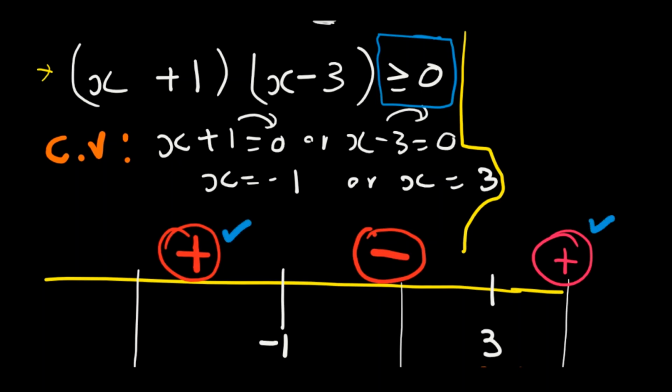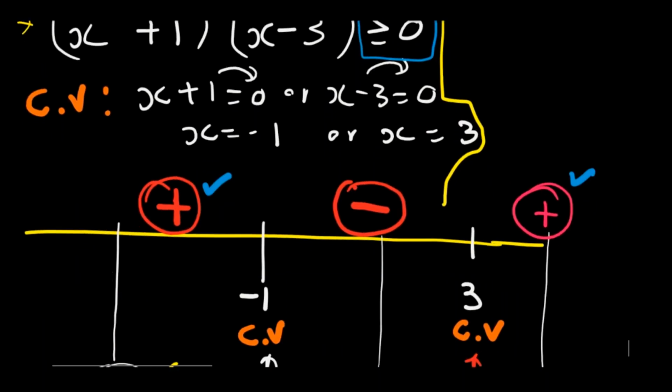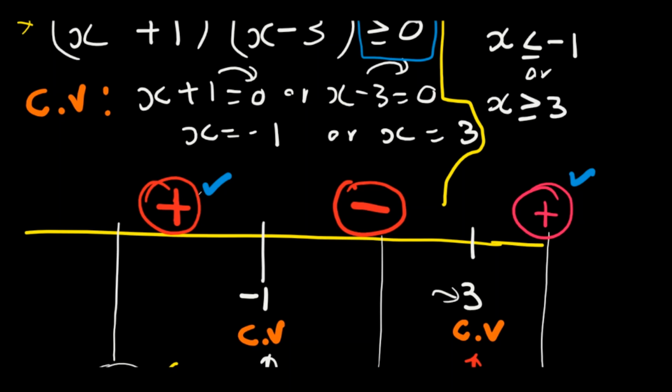Here and here. You're going to use your critical values to conclude that, right? So what you're going to do is this. You're going to say when x is less than the critical value, less than or equal to, because the inequality is greater or equal to, less than or equal to minus 1, I'm getting a solution that is positive. Or when x is greater or equal to 3, which is another critical value here, I'm getting a sign that is positive. So these are your final solutions of x for this problem here.